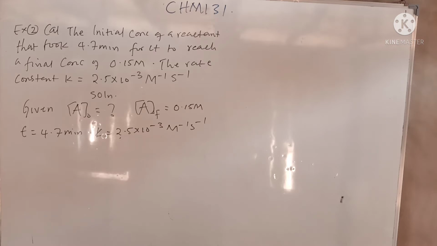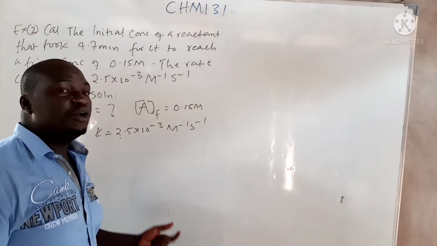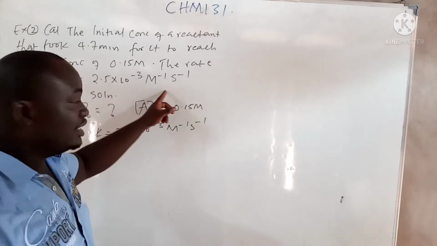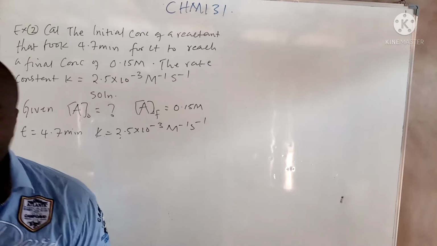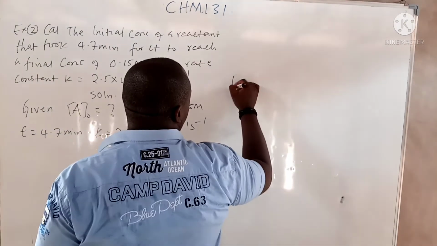Check out this example. Calculate the initial concentration of a reactant that took 4.7 minutes to reach a final concentration of 0.15 molarity. The rate constant is given. This question is tricky. They do not specify if it is zero order, first order, or second order. They just gave you this question. How can you know? You can only know by looking at the unit of the rate constant. Look at this unit. We have M^-1 s^-1, which using our formula, this is M^(1-n) s^-1.